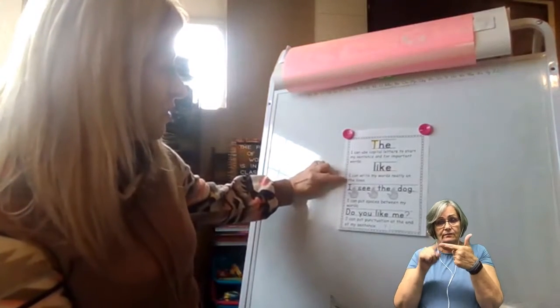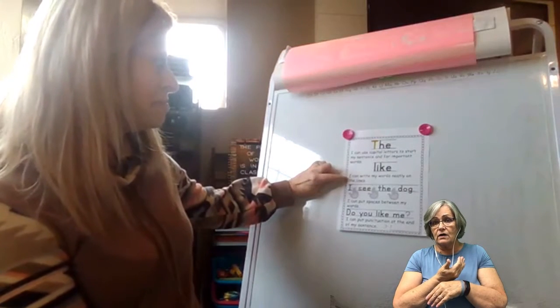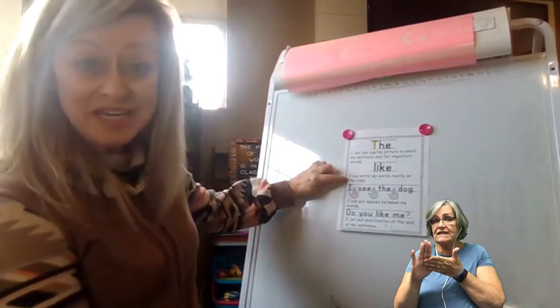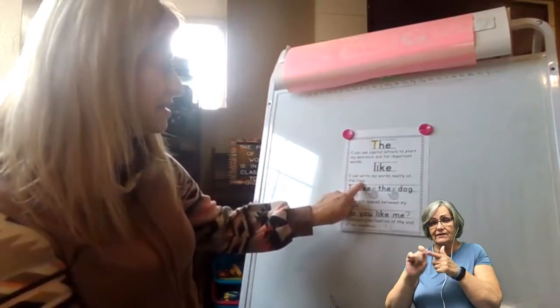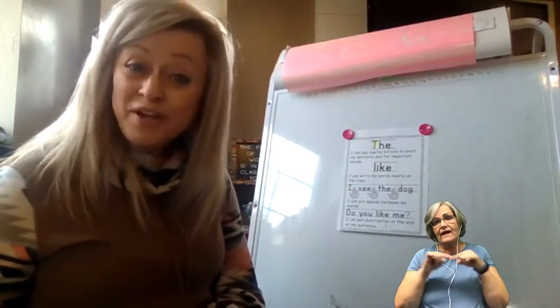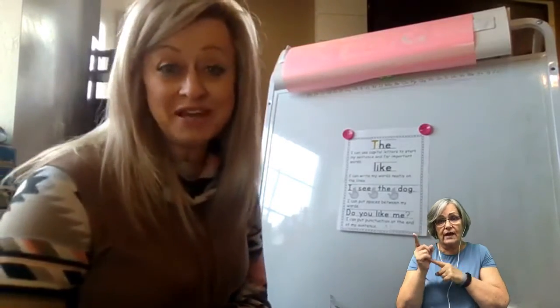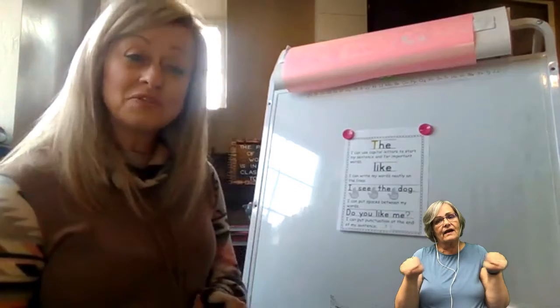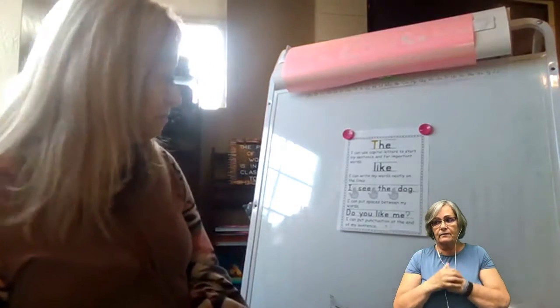The next thing we're going to do is we're going to make sure that we write our words neatly, okay? So it says here, I can write my words neatly on the lines. Well, in our book that we're writing today, we don't have lines in our book. That's okay. You can draw a line if you want to. I'm going to show you how to do that in a minute, but you don't have to. So that's a choice, okay? So that's something that you don't have to do right now.